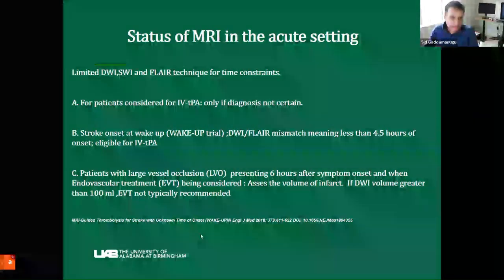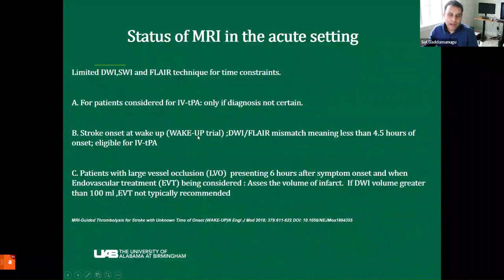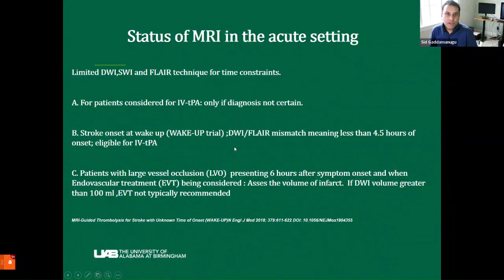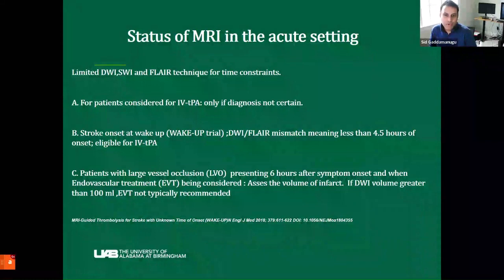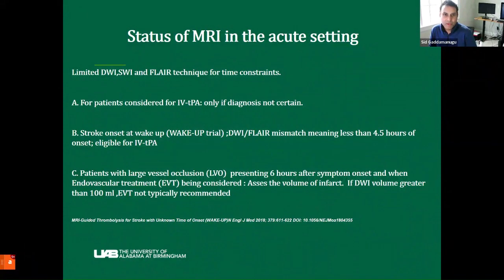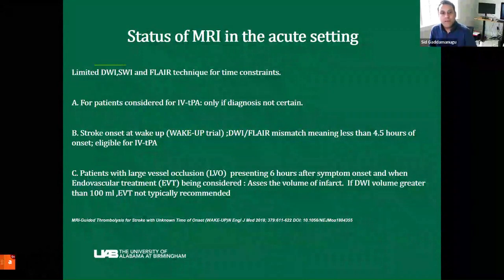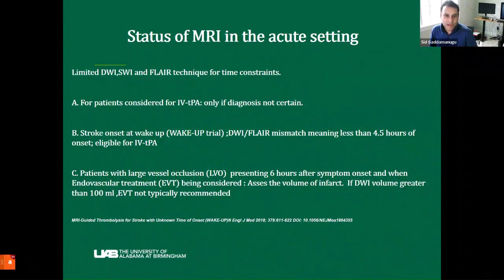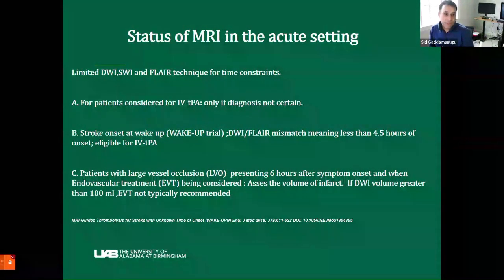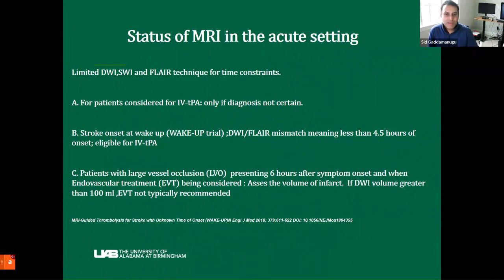And there is something called the wake-up trial. So let's say a patient wakes up with a stroke and they actually don't know how long their symptoms have been. They don't know if they've actually had the symptoms for 6 hours or more. So then, since you cannot rely on the patient's history, you do an MRI and you acquire a diffusion and FLAIR. And if there is a diffusion FLAIR mismatch, that essentially means that the infarct is less than 6 hours and you give IV tPA.